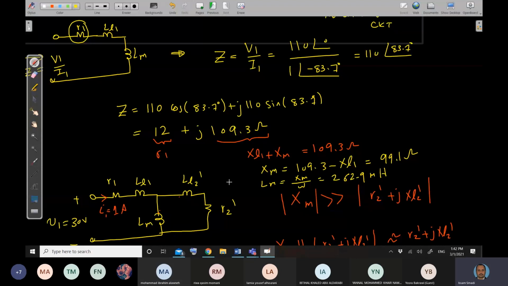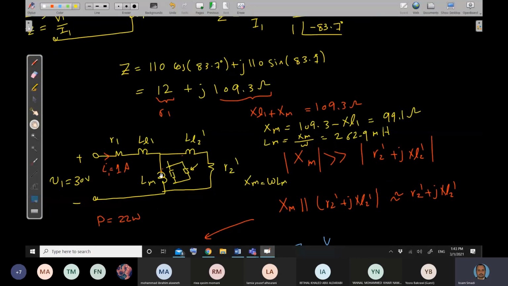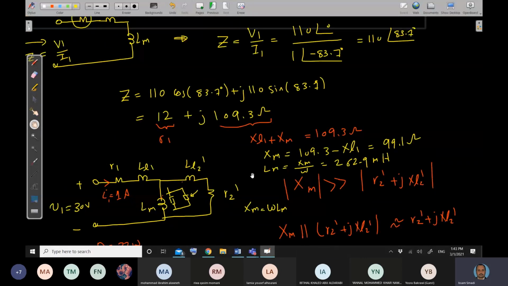Now here, under the assumption that XM, which is equal to omega LM, this impedance and this impedance are in parallel. You know that if I'm connecting two impedances in parallel, then the resultant impedance will be smaller than the smallest value in the combination. And if one is very high, then the equivalent impedance will equal the second impedance. And this is valid because this is a transformer, and the transformer design says that XM is much larger than the impedance R2 dash plus JXL2. So in this case, I can neglect the Lm. Otherwise, I need to give you the core losses in order to calculate.